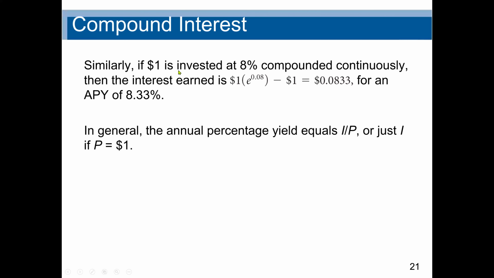Similarly also, if $1 is invested at 8% compounded continuously, then the interest earned is $1 e to the power 0.08 minus $1. So the interest will be 0.0833, which will be roughly an APY of 8.33%. So in general, we will say that annual percent yield always equals I by P, or just I if P equals 1.